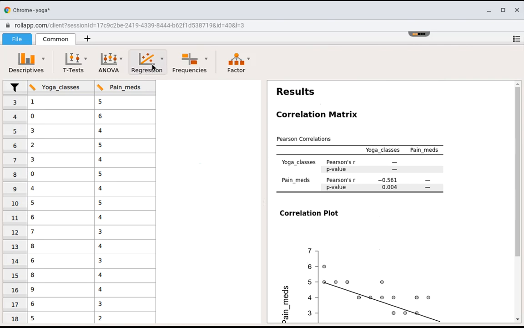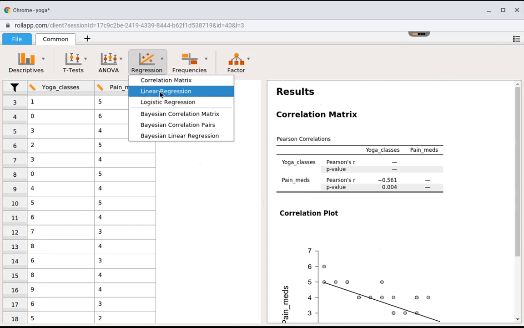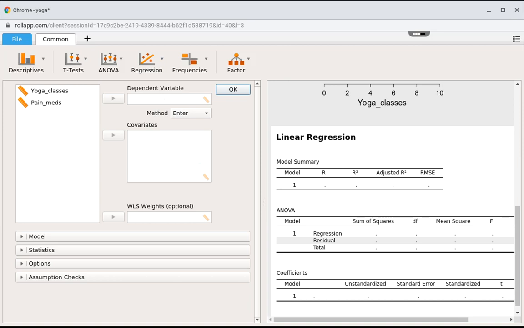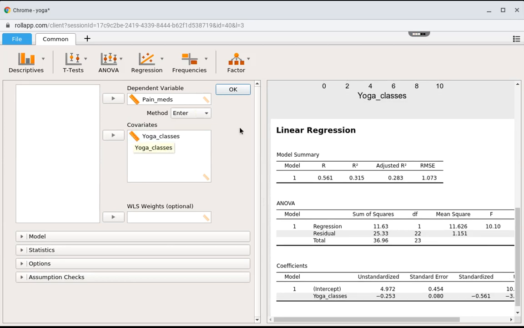So we're going to click on regression, and then we're going to click on linear regression because that's the type of regression we're doing. Again, here we have to establish which is our dependent variable, in other words, our outcome or our y, and then our independent variable is going to go here in covariates. So we're proposing that pain meds is our outcome variable, and yoga classes is our predictor variable. So that's going to go here in covariates.